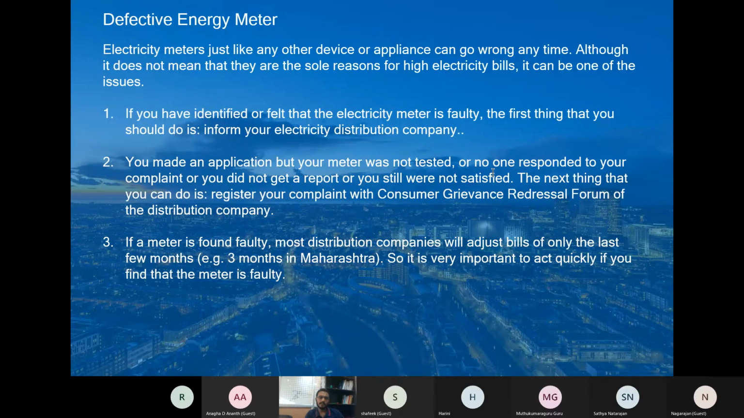The first thing that you should do is validate the electricity bill amounts using some guidelines. And if it is found that the electricity meter is defective, then you need to take some action. So first step, if you have identified a fault in the electricity meter, the first thing that you should do is inform your electricity distribution company. In Karnataka, for example, it's Bescom, the electricity provider.